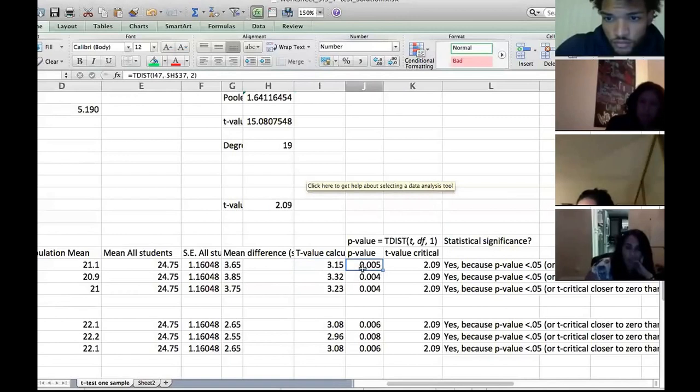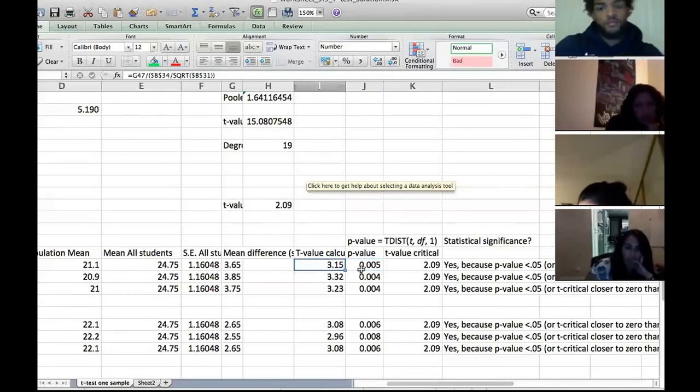So if we're testing at the 5% significance level, what would you guys conclude here? A t-value of 3.15 and a p-value of 0.05. What do you guys conclude? Would you retain the null or reject the null?